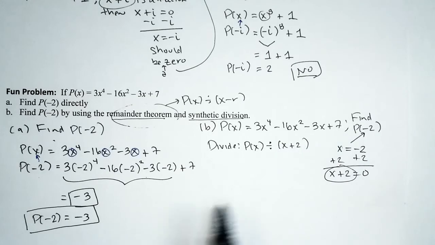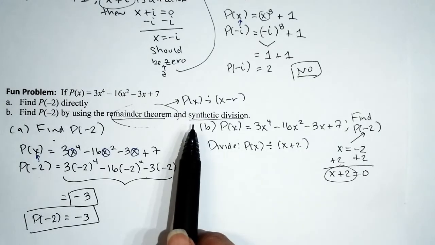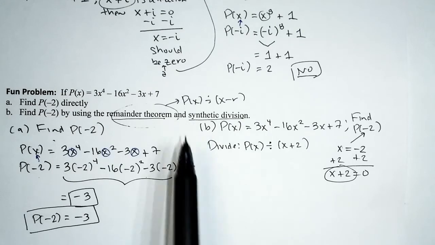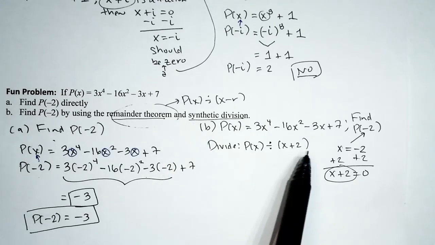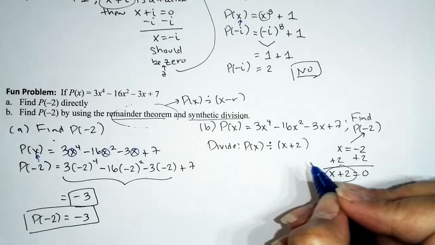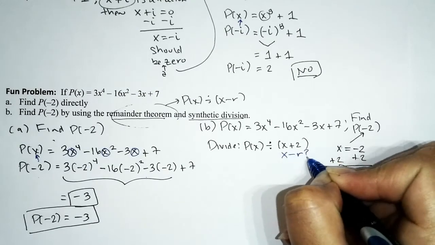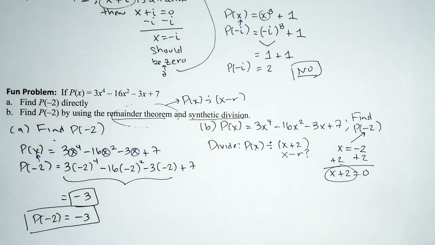Cool. Now, should we use long division or synthetic division? Synthetic division, because the problem said so. But now the question is, is this really prepped up for synthetic division? We can use synthetic division if we're dividing by a binomial of the form x minus a number. Again, our book uses the variable r.